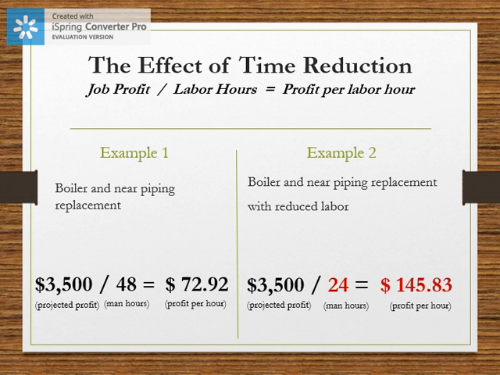This example is a boiler and near piping installation that you have bid and expect a profit of $3,500 on. In example 1, you have planned on 2 men, 8 hours per day for 3 days, or 48 man-hours. The productivity or profit per hour for this project is $72.92 per hour. In example number 2, you have been able to increase the crew's efficiency and get the project accomplished in 24 hours of labor. Because you have made your crew more efficient and the project has taken less time, your labor productivity has doubled to $145.83. This increase in productivity is obviously very good for your business.